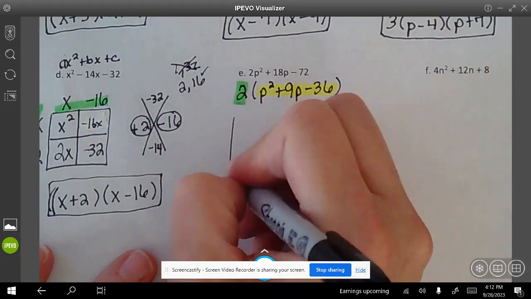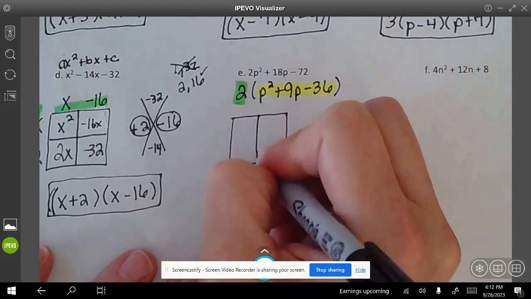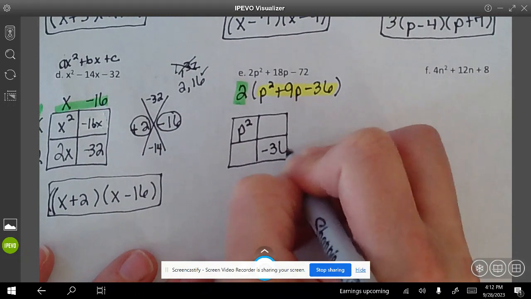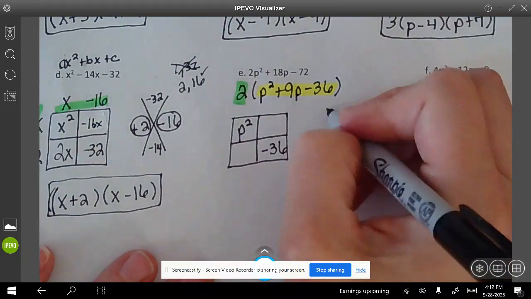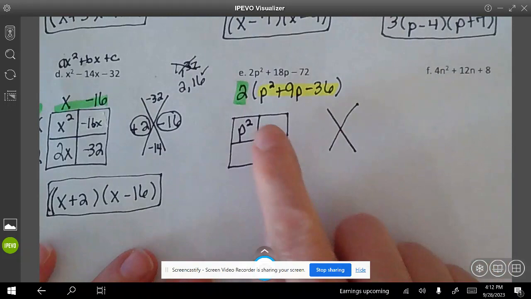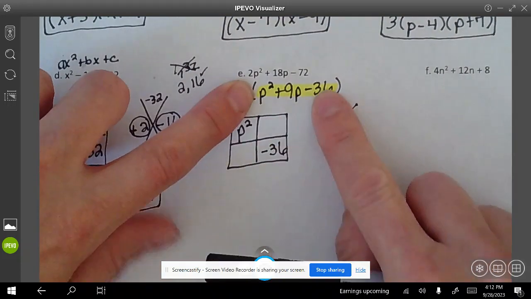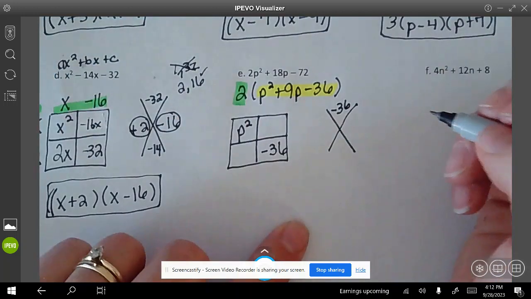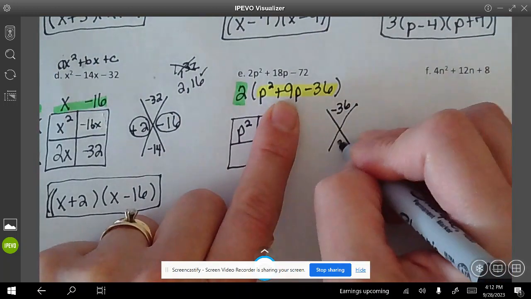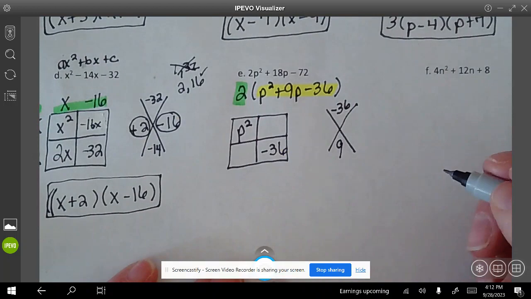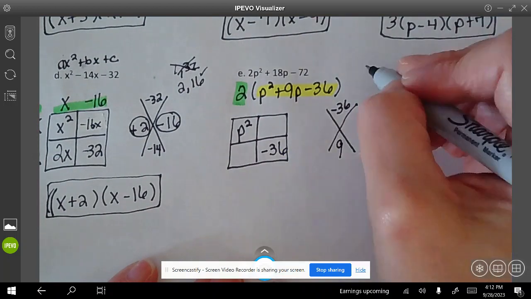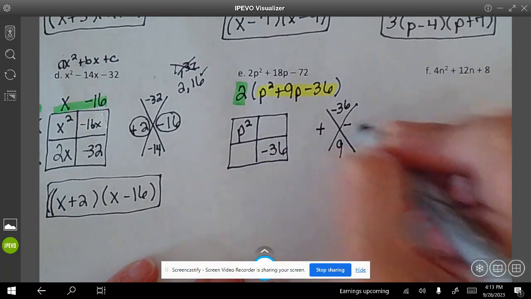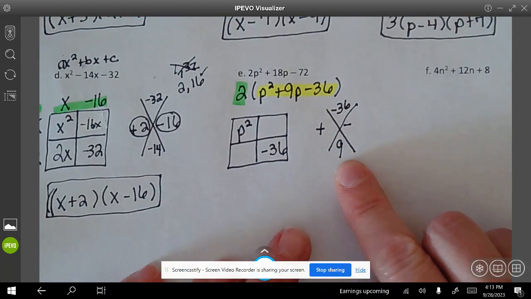All right, so let's draw our box. We've got p squared, negative 36. Draw my big X. A is 1. C is negative 36. So I'm multiplying to get negative 36 and adding to get the B, which is 9. Okay? So let's start with, this is negative. That means these have to be opposites, which means I'm subtracting to get the 9.